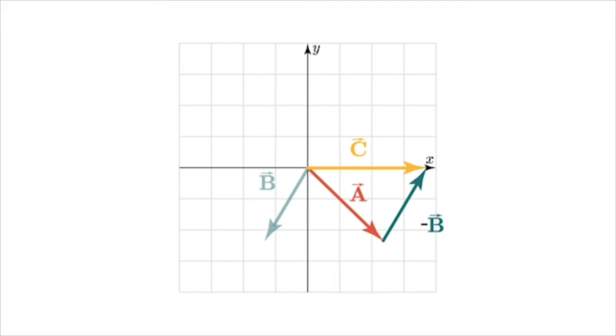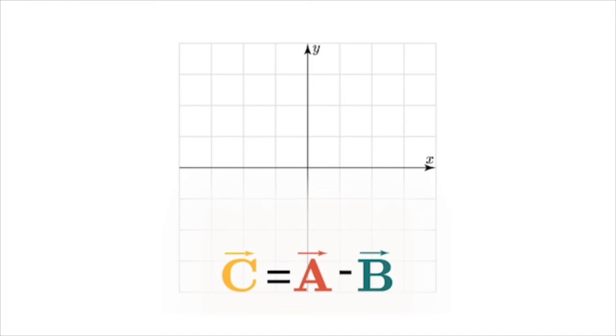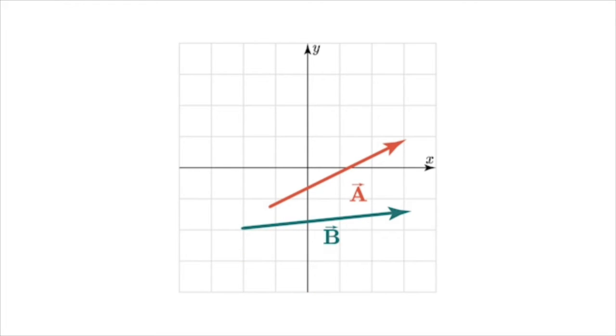Let's do another example. Here my vectors a and b do not start at the origin, but since vectors are the same anywhere in space, I can go through the process here. I want a minus b, so I first multiply b by minus 1 to find minus b, and then I move the tail of minus b to the head of a and add the two like this.